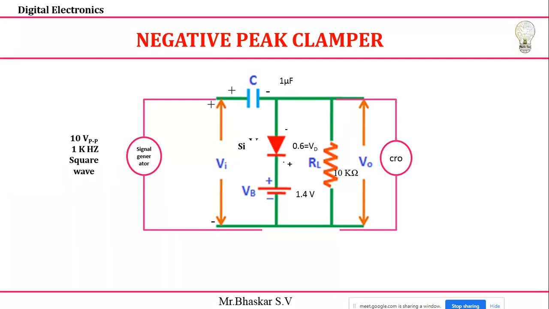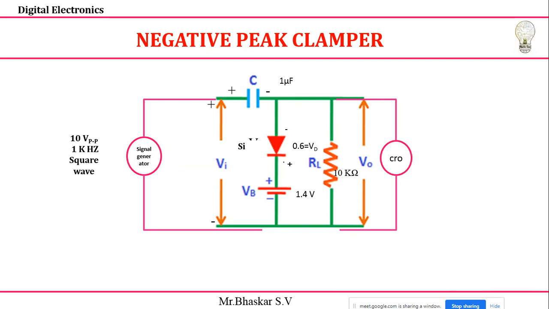Minus plus, first anode and cathode, there is a negative clamper now. The C value is 1 microfarad, and I'm going to use a silicon diode, the VD value is 0.6 and the magnitude is 1.4 volts, and the resistance is 10 kilo ohm, and the input signal is 10 volts peak to peak, 1 kilohertz square wave. So this is about the circuit diagrams. Hope you are getting the circuit diagrams.